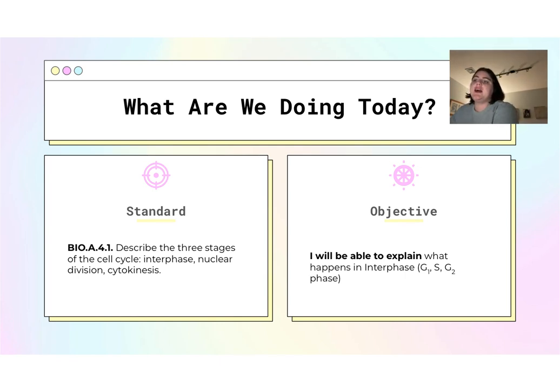Hey guys. So today we are going to be focusing on the standard that we've been focused on for a few days now, which is describing the three stages of cell division: interphase, nuclear division, and cytokinesis. And our objective will be to explain what happens in interphase, aka G1, S, and G2 phase. Don't forget to write that down.